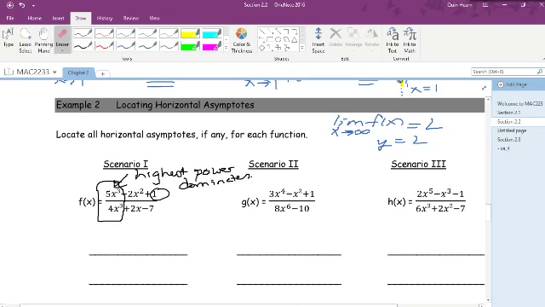This only works for limits to infinity, let me be clear. But if you have the limit as x goes to infinity of f of x, that big function, it's always going to equal the limit as x goes to infinity of just the ratio of the highest degree terms.